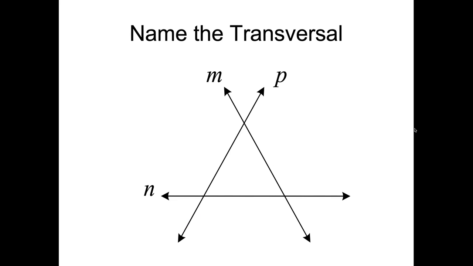So in this picture, any one of these lines could be a transversal. So we can talk about M being the transversal that intersects line P and line N. We can say that P is a transversal that intersects line M and line N. Or we could say line N is a transversal that's intersecting line M and line P.